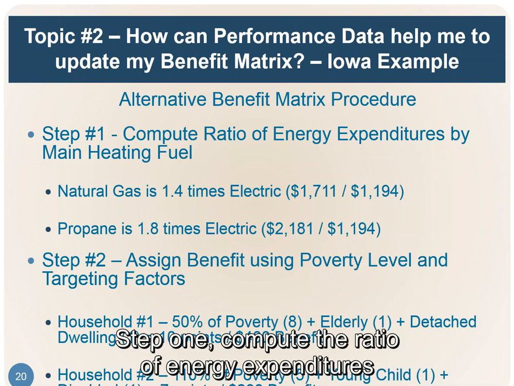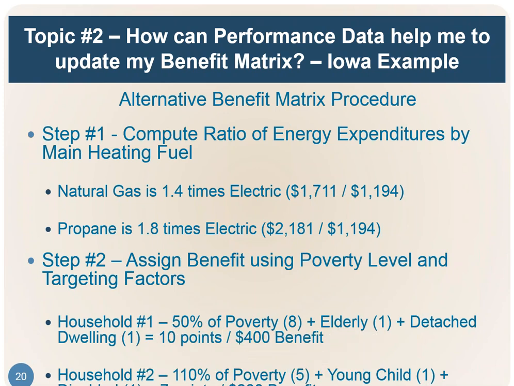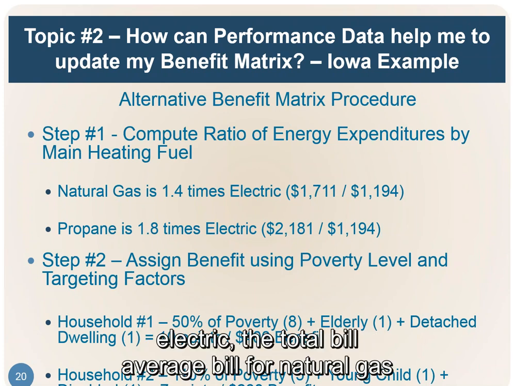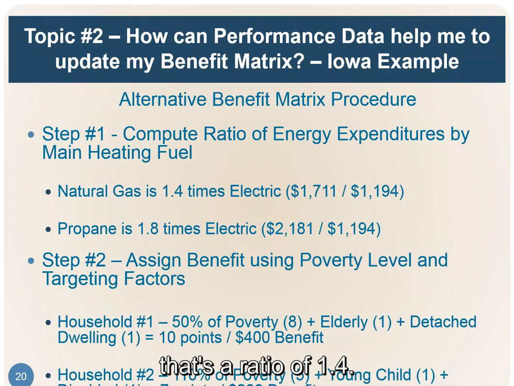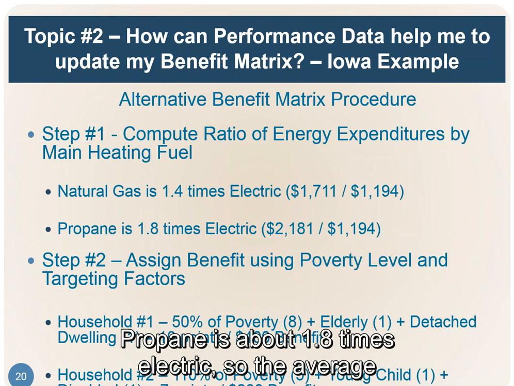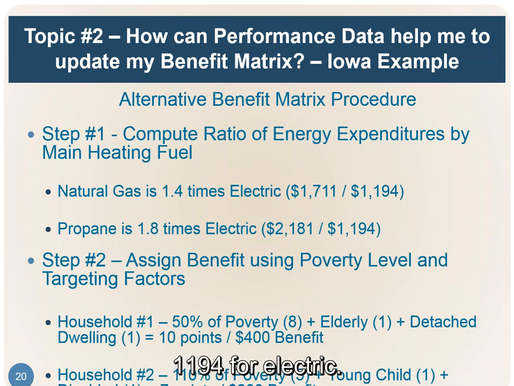Step 1, compute the ratio of energy expenditures by main heating fuel. So natural gas is 1.4 times electric. The average bill for natural gas is $17.11. The average bill for electric is $11.94. That's a ratio of 1.4. Propane is about 1.8 times electric. So the average energy bill is $21.81 for a propane household, $11.94 for electric.